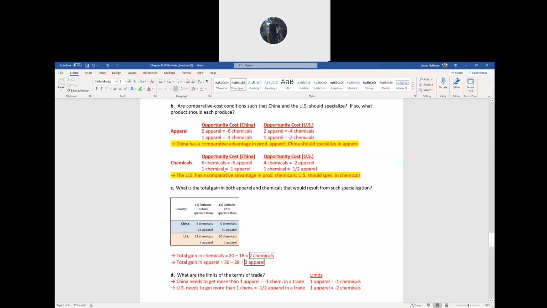Now, who gives up less? China gives up 1 apparel. The U.S. only gives up a half, right? The U.S. gives up less, so they're going to specialize in chemicals and produce only chemicals. So China is going to produce and specialize in apparel only, and the US is going to produce and specialize in chemicals only.